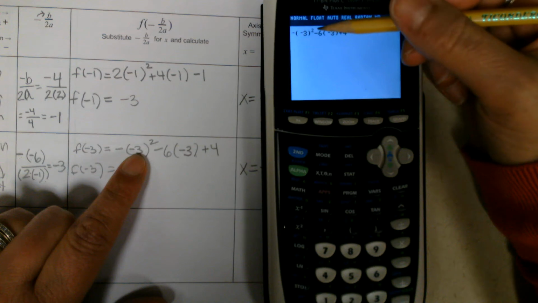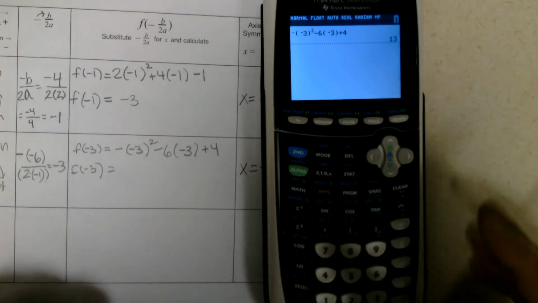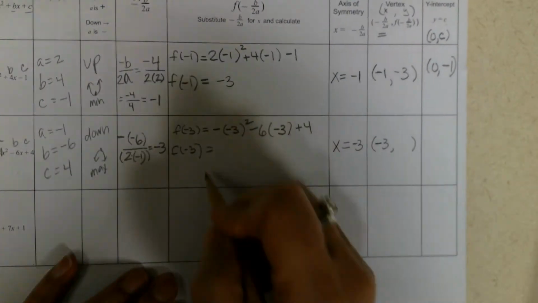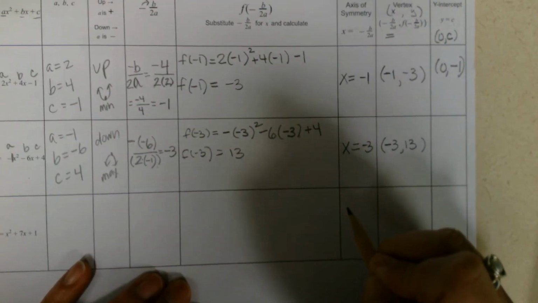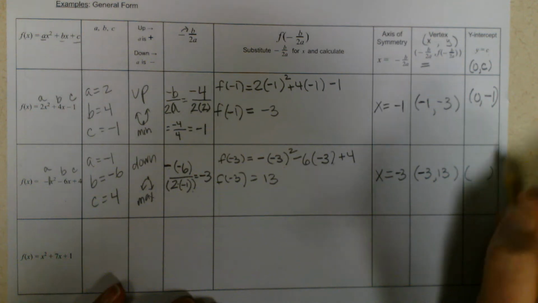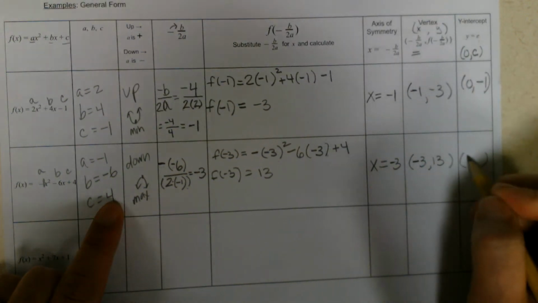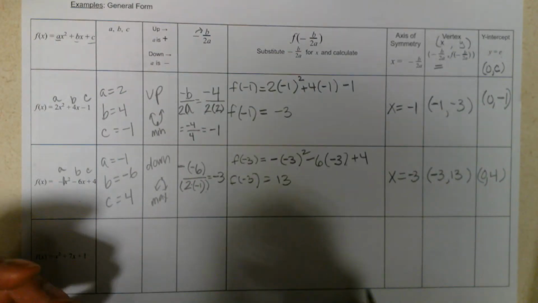Okay, double checking, negative 3 squared minus 6 times negative 3 plus 4, and we are going to come out with 13. That is my y value of my vertex. So the maximum here is (-3, 13). And our intercepts, y is c, so we're going to go to 4, and we're going to write it as the point (0, 4). Okay, so a lot of information here.